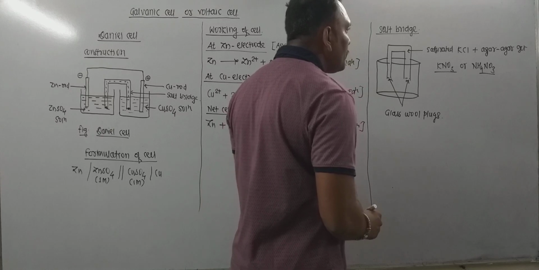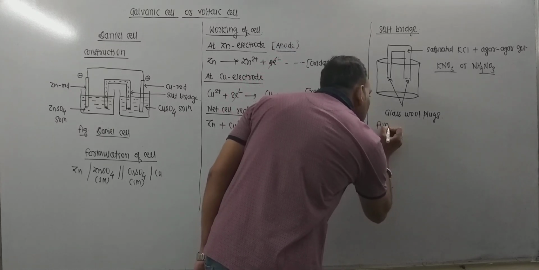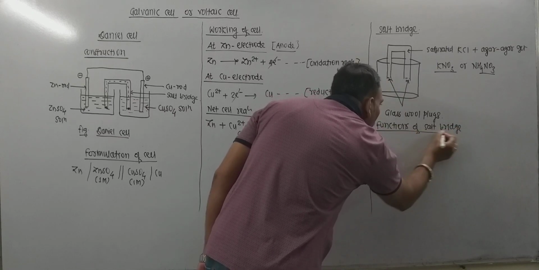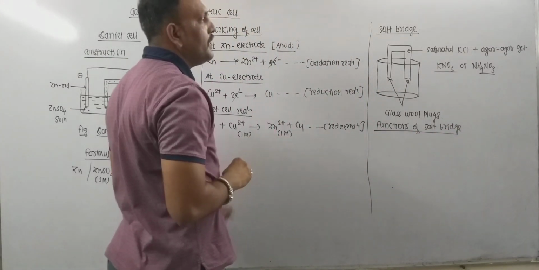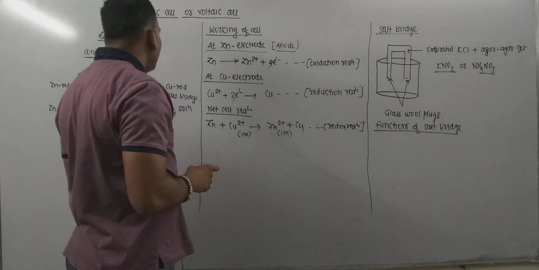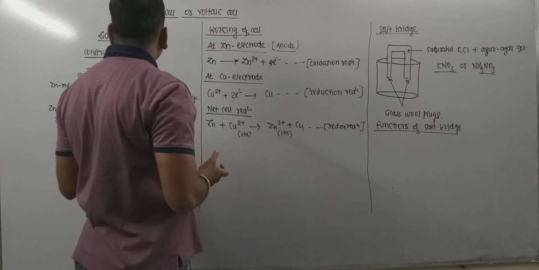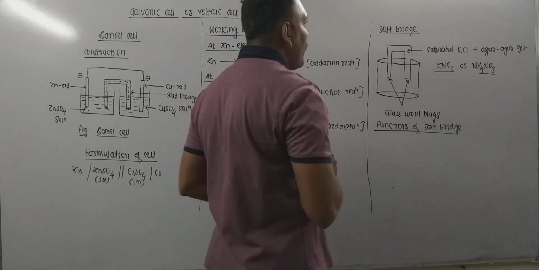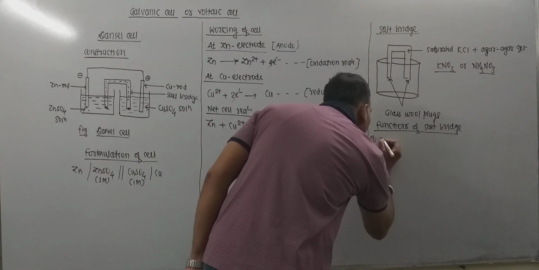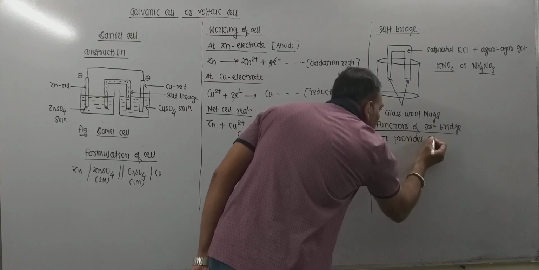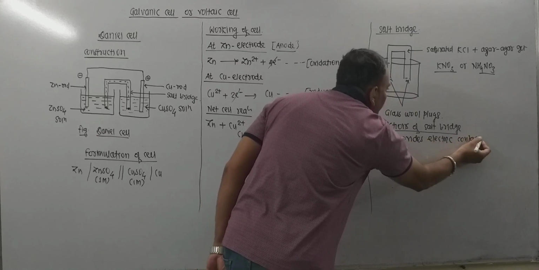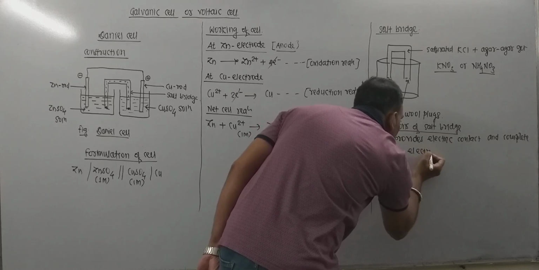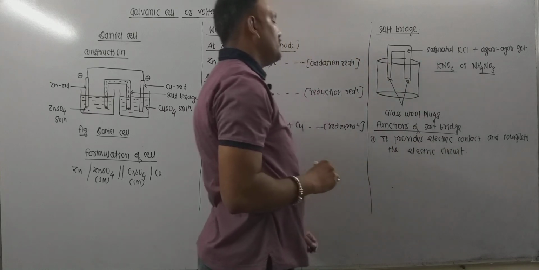Now why are we using the salt bridge? What are the functions of the salt bridge? Remember, the very first function to be explained is that the salt bridge connects two half cells and completes the electric circuit. So it provides electric contact and completes the electric circuit. So this is the very first function of it.